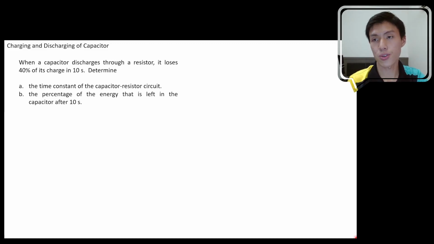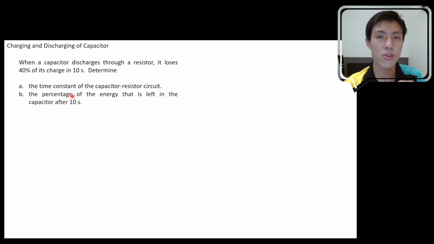Let's try to solve this question here. When a capacitor discharges through a resistor, it loses 40% of its charges in 10 seconds. So they ask you to determine the time constant, and they also ask you to determine the percentage of energy that is left in the capacitor after 10 seconds.